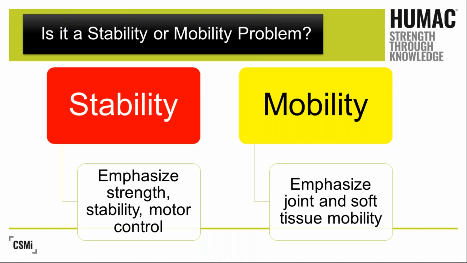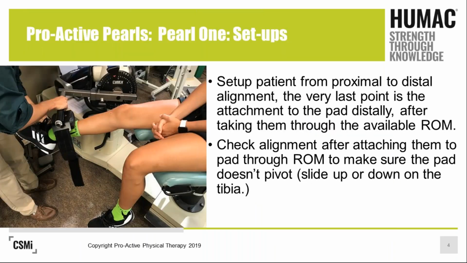But most of what we're going to be talking about is stability. How do we emphasize strength? That stability, the motor control aspect of getting into force production. Now we've got to be able to get a little bit stronger and a little more stable in some of the things that we're doing to be able to be functional in our rehabilitation.